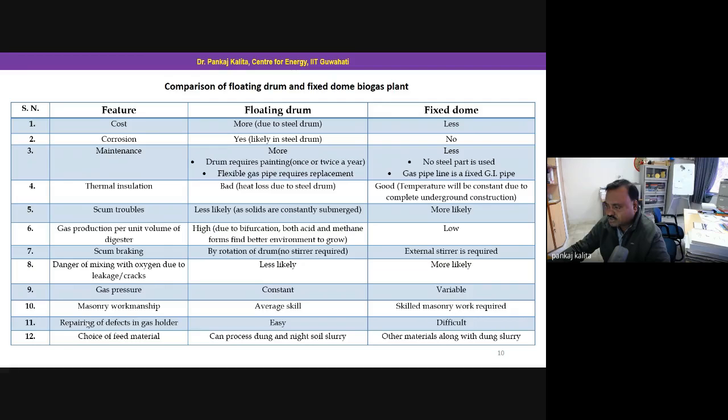But in case of fixed dome, we need to have some kind of external stirrer, something like we have developed, some kind of paddle kind of thing. You can have a hinge there, and you can pedal it, and then that will break the scum. So sometimes we need to do it so that we get continuous flow of biogas generation. And there is a danger of gas mixing with oxygen due to leakage and cracks, which is less likely in case of floating drum, and for fixed dome it is more likely. And gas pressure is constant for floating drum, and it is variable for fixed dome type biogas plant.